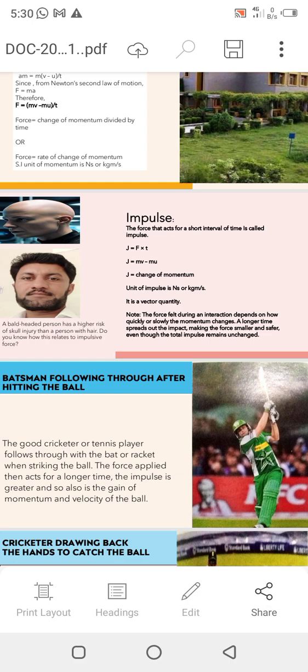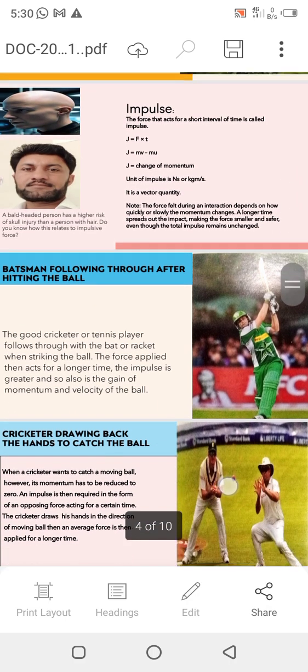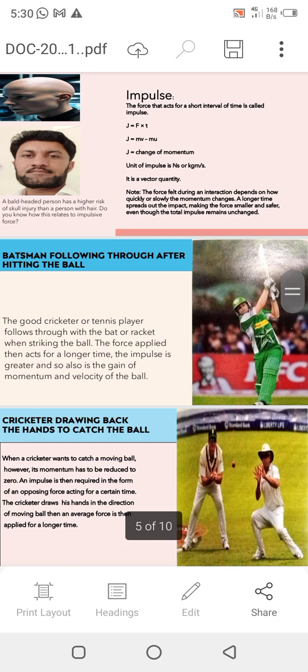Now let's move towards the next topic, that is impulse. The force that acts for a short interval of time is called impulse, which is represented by capital letter J. J is the symbol of impulse, which is equal to F times t, the product of applied force and the time of impact or collision of two bodies.